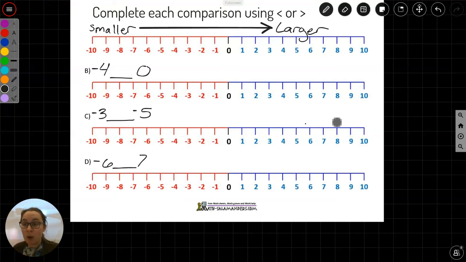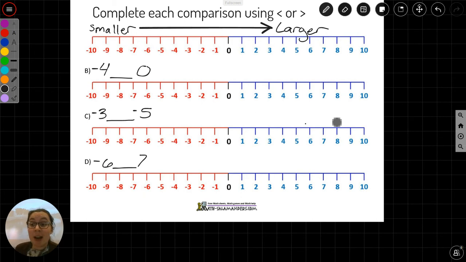This is example 1 of lesson 4.2, comparing integers. Yesterday we talked about what integers were. Today we're comparing them. So let's start by completing each comparison using the less than or greater than symbols.